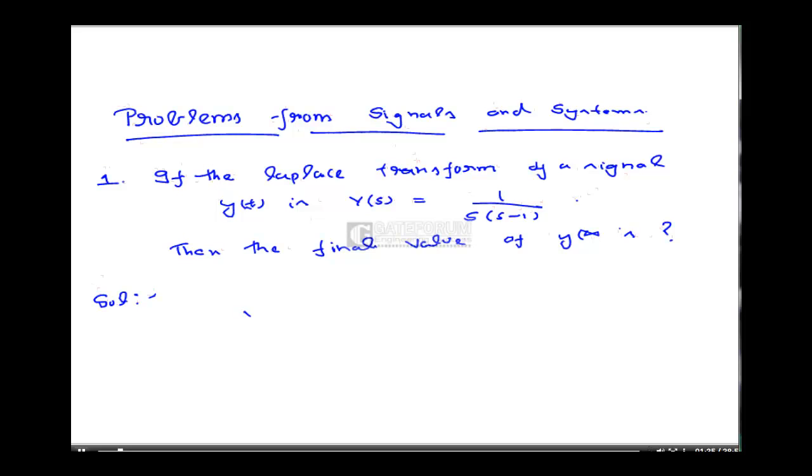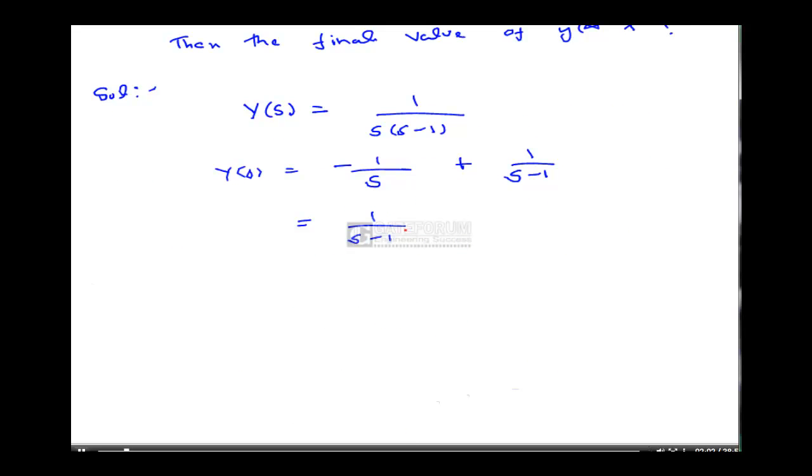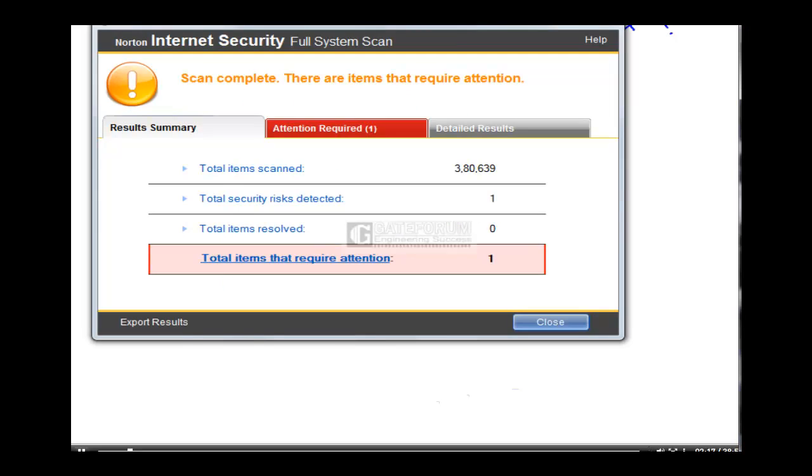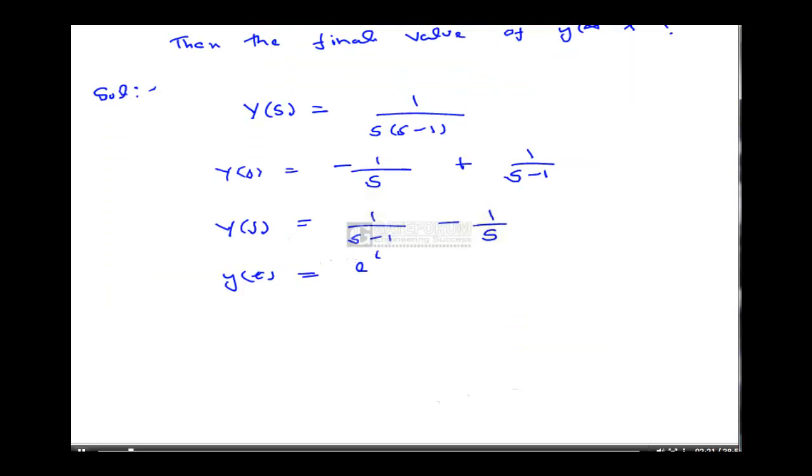See, Y(s) is given as 1 upon s into (s minus 1). From this, if we find y(t), then I need to partial fraction this. It will be a minus sign here, plus sign here. So I will get 1 upon (s minus 1) minus 1 upon s. Taking the inverse Laplace transform of this, I will get y(t) equal to e to the power t minus 1, multiplied by u(t).